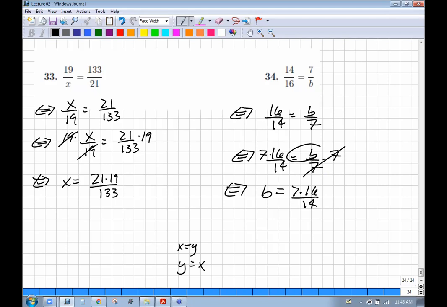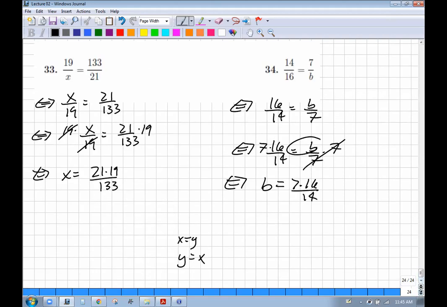I have a question. Yes. Wouldn't flipping 7 over b change its value since the 7 would be on the bottom? Well, because I flipped both sides, it doesn't change the value. If I only flip one side, yeah, that's why you have to do it to both sides. Then the equality is maintained. Does that make sense? Yes, thank you.